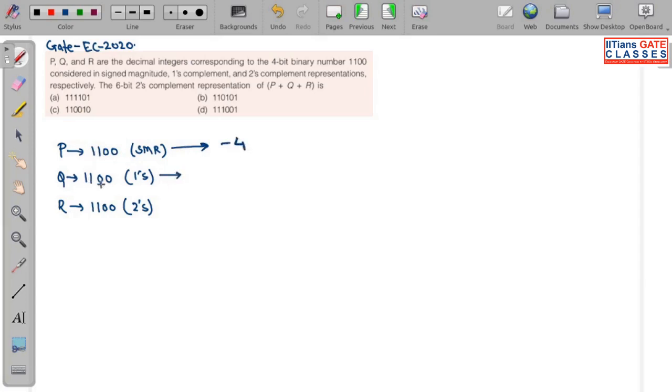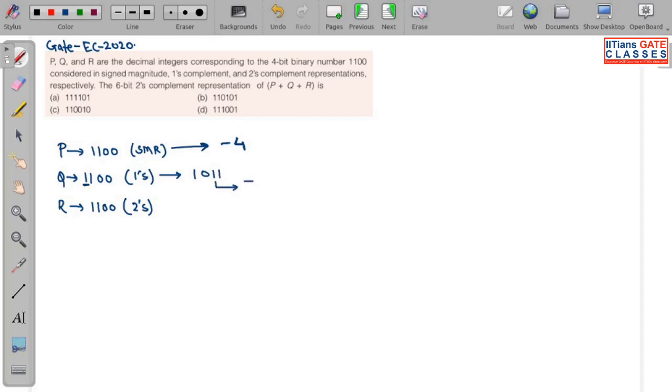For this one, the first term is 1. So this is a negative number. To calculate the equivalent binary number, what do we have to do? We have to take the complement once again. So if I take the complement once again, what will it be? It will be 1 0 1 1.